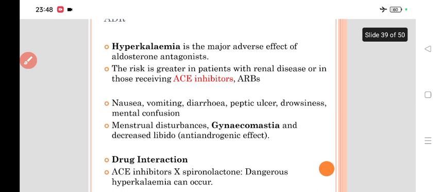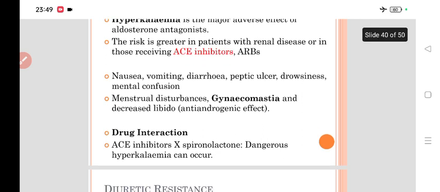As for drug interactions, when it is given along with ACE inhibitors, it can cause dangerous hyperkalemia. Spironolactone is contraindicated along with ACE inhibitors because it can cause dangerous hyperkalemia.